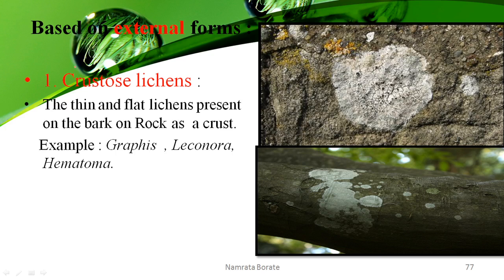The first one we see is a crustose lichen. It means the lichen which grows on the surface of decaying logs as well as rock. These are thin, flat lichens. They cannot easily be separated from the substratum. They are present on the surface of the bark as well as on the rock, in the form of a crust. Examples are Graphis, Lecanora and Haematomma.